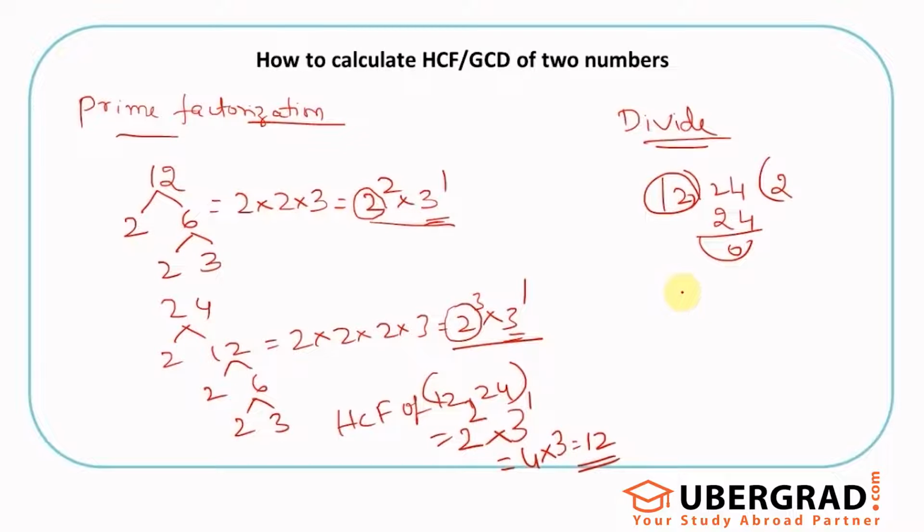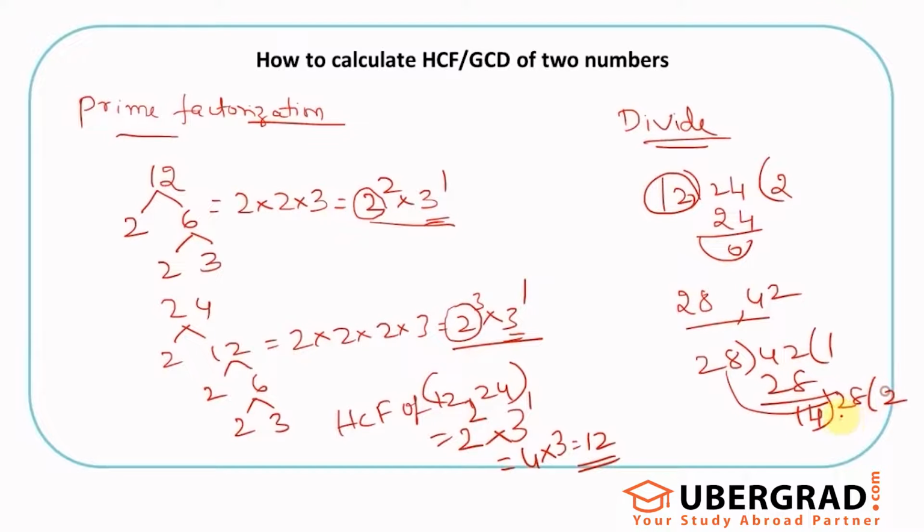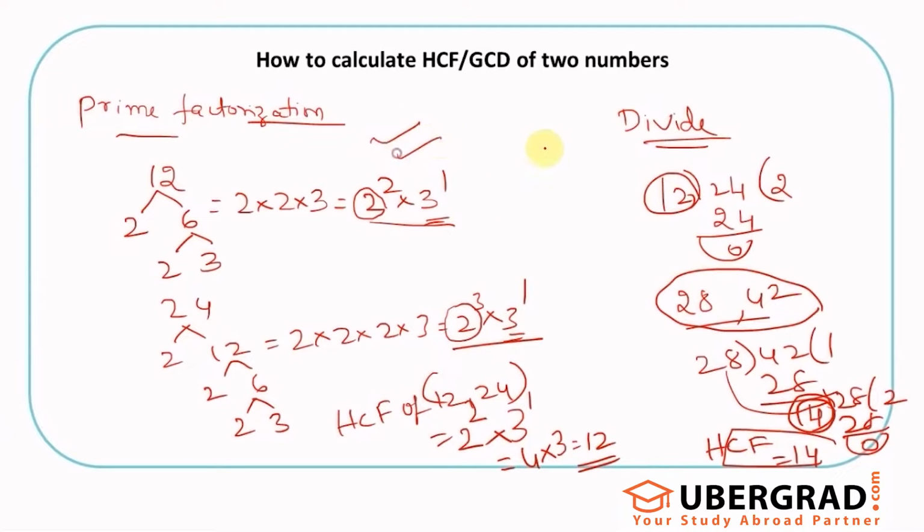Let's take 28 and 42. I start with the smaller number dividing the bigger number. 28 ones are 28, so I get 14 as the remainder, 42 minus 28. Now I know 14 twos are 28, so it can divide it and I get the remainder 0. So the HCF is 14 for these two numbers, 28 and 42. This is how you find it. So you have both the ways: you take the prime factorization or do this division, depending on what you're comfortable with.